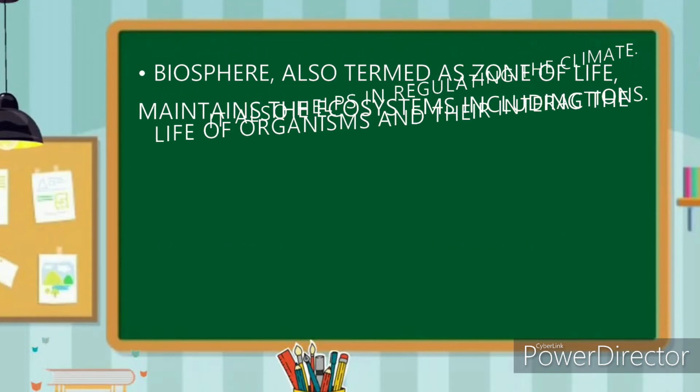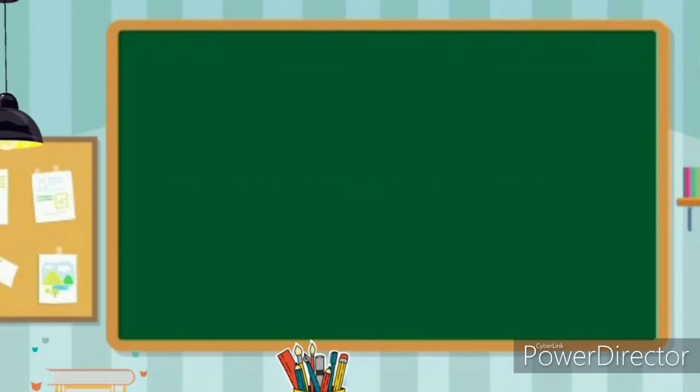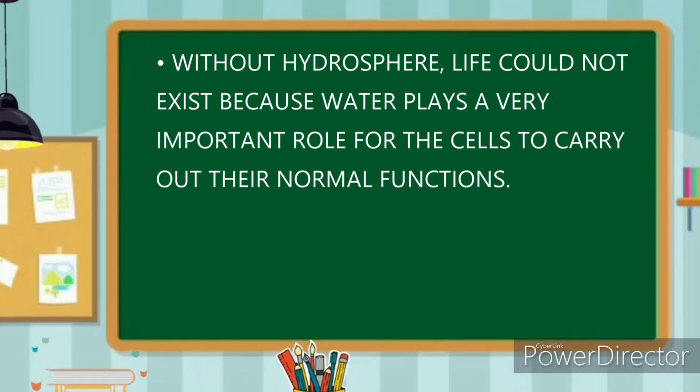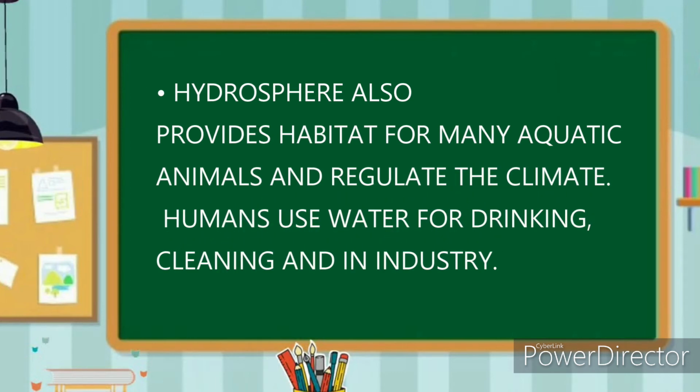Biosphere, also termed as zone of life, maintains the ecosystems including the life of organisms and their interactions. It also helps in regulating the climate. Without hydrosphere, life could not exist because water plays a very important role for the cells to carry out their normal functions. It also provides habitat for many aquatic animals and regulates the climate. Humans use water for drinking, cleaning, and in industry.